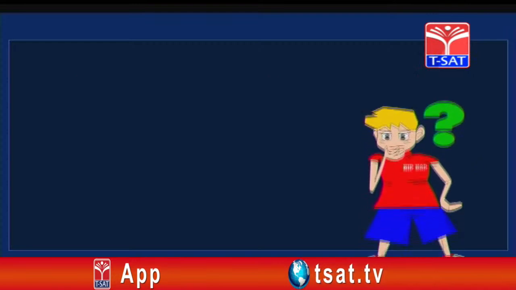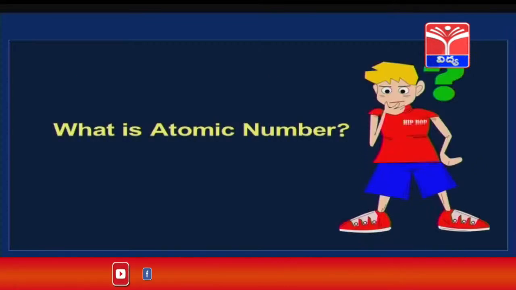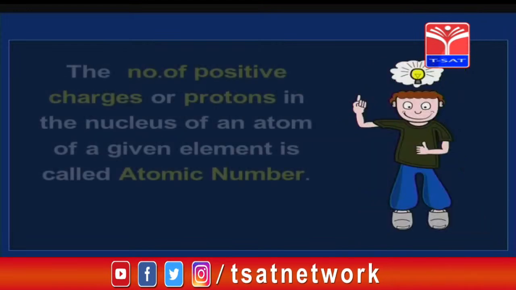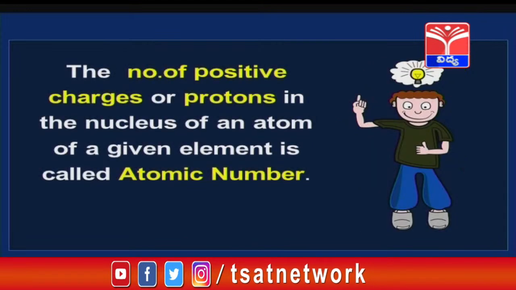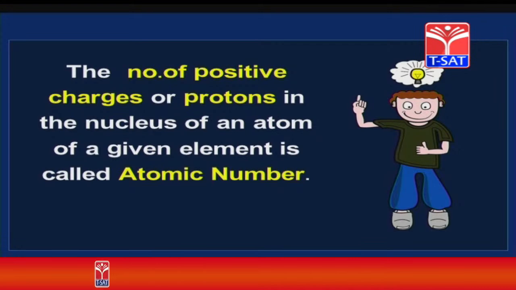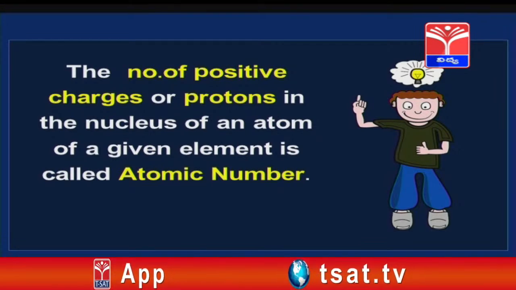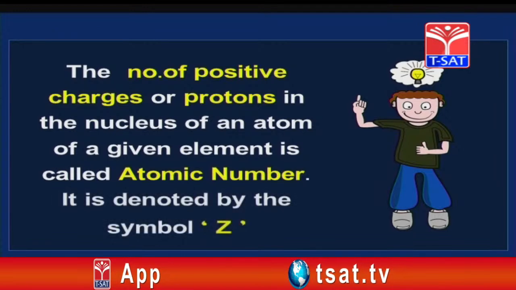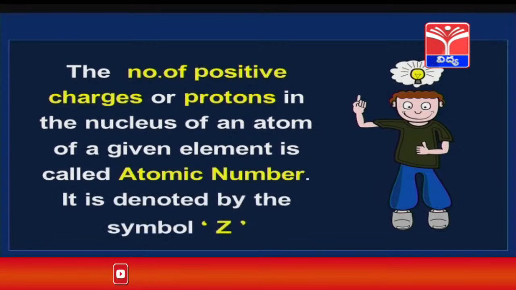Now, what is atomic number? Children, you might have learned this concept in your 9th class. What is atomic number? The number of positive charges or protons in the nucleus of an atom of a given element is called atomic number. It is denoted by the symbol capital Z.